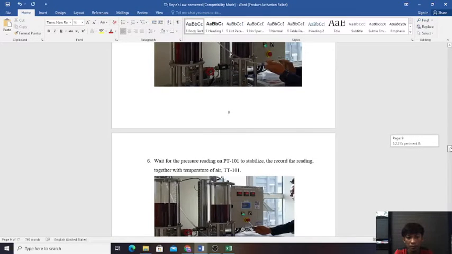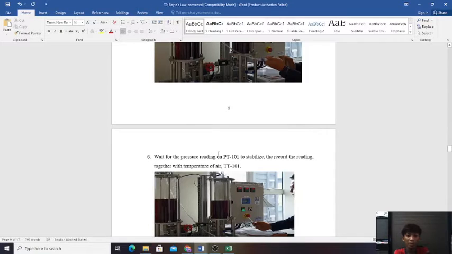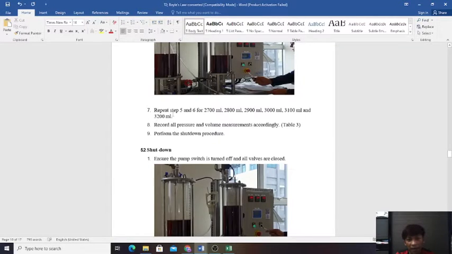And then wait for the pressure reading on PT101 to stabilize. Record the reading together with the temperature of air TT101. And then repeat steps 5 and 6 for 2700 mm, 2800 mm, 2900 mm, 3000 mm, 3100 mm and 3200 mm. Record all pressure and volume measurements accordingly to table 3.